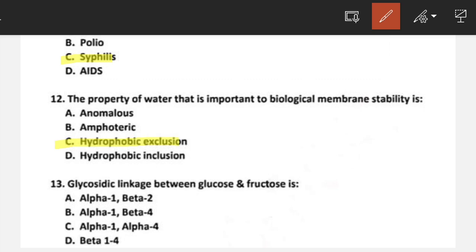Question number 13 is, glycosidic linkage between glucose and fructose is option A is alpha 1 and beta 2, option B is alpha 1 and beta 4, option C is alpha 1 and alpha 4, and option D is the beta 1,4 linkage. In sucrose, glucose and fructose are being used, but alpha glucose and beta fructose is used. And the common glycosidic linkage between glucose and fructose is alpha beta 1,2 glycosidic linkage. Option A will be the correct, alpha 1 beta 2 glycosidic linkage.